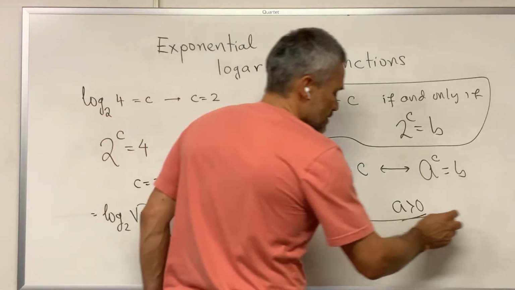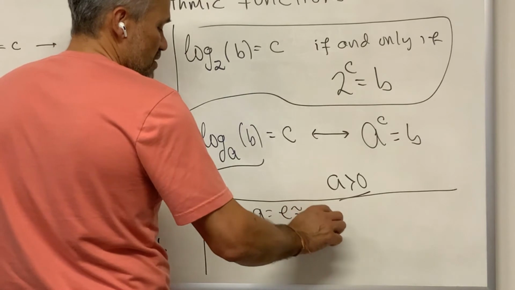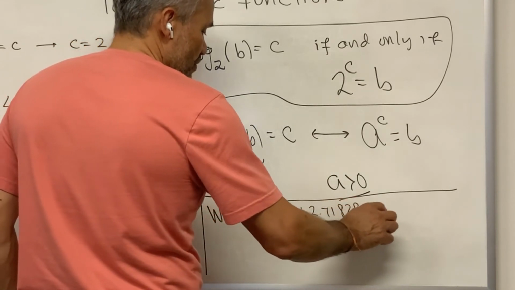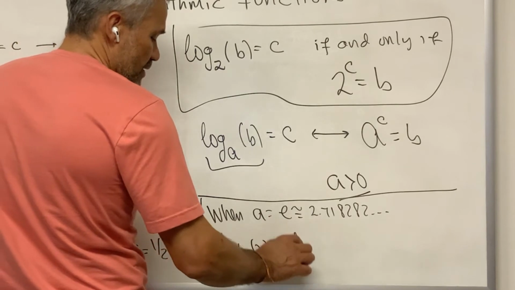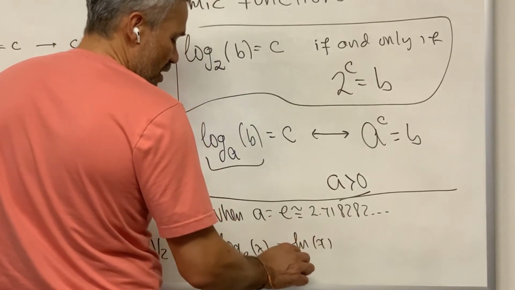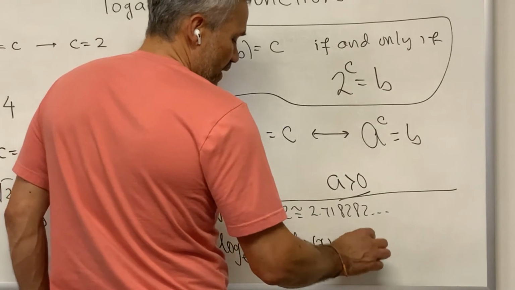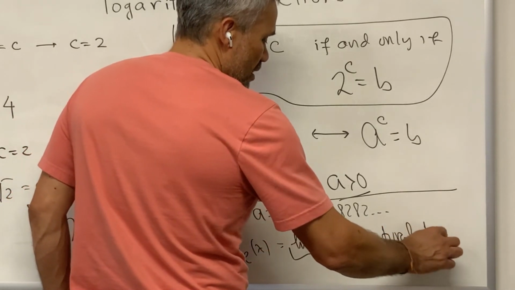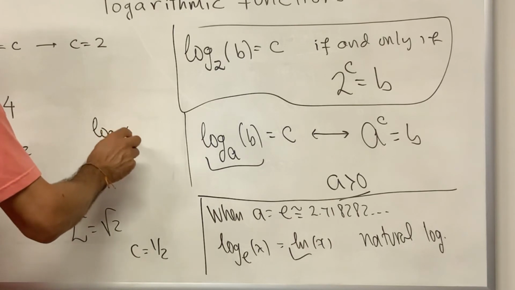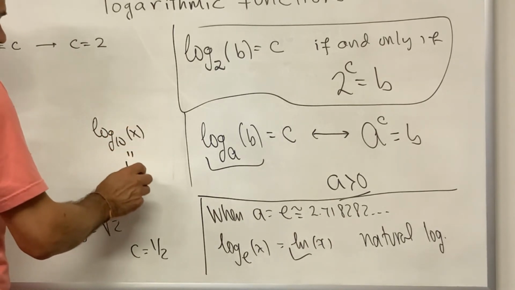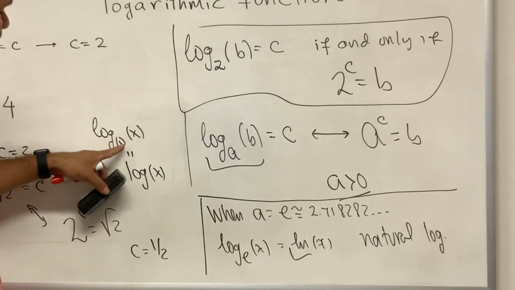There are some special cases that have a special name. When a is the Euler number, which is approximately 2.718282, then instead of writing log in base e of x, we write natural log of x. It's called natural log, and we abbreviate it like ln. Ln is an abbreviation for log in base e, and you read it as natural log. Usually log in base 10 of x, we just denote as log of x. When we don't see the base, most likely it's because the base is 10.